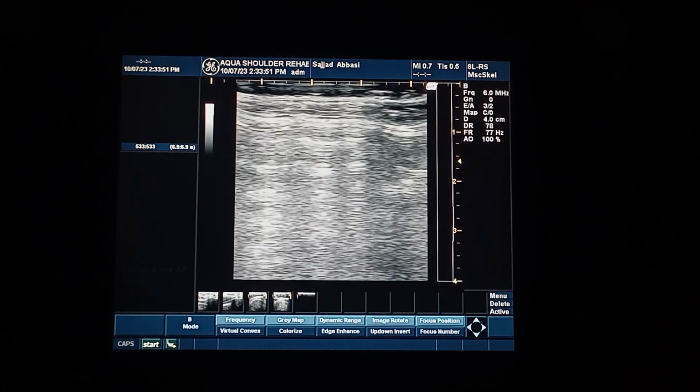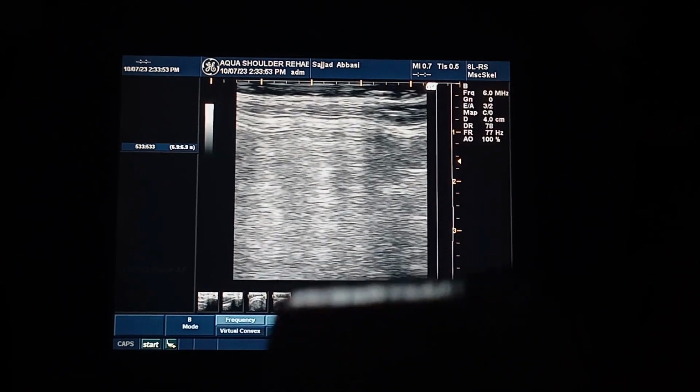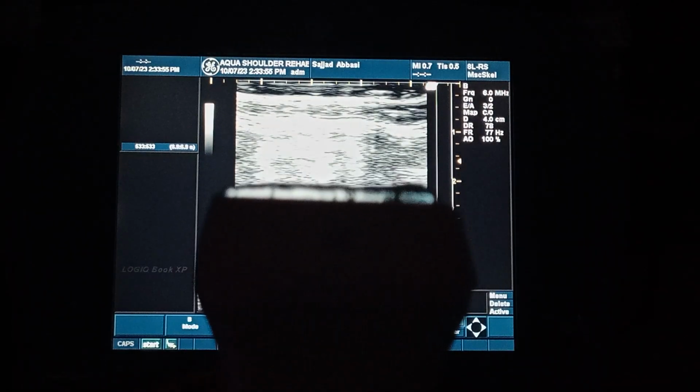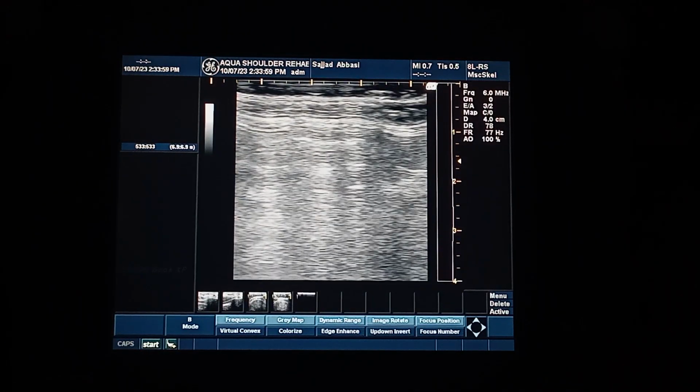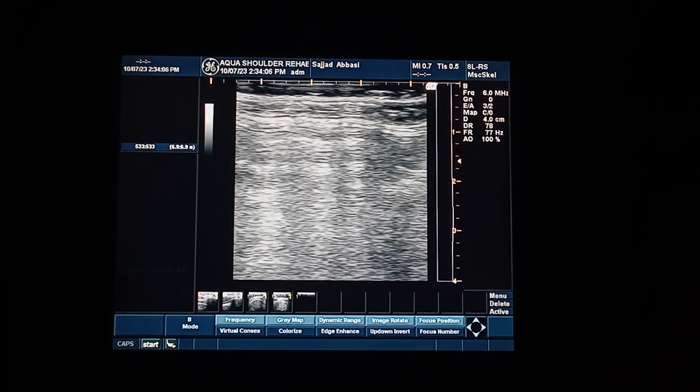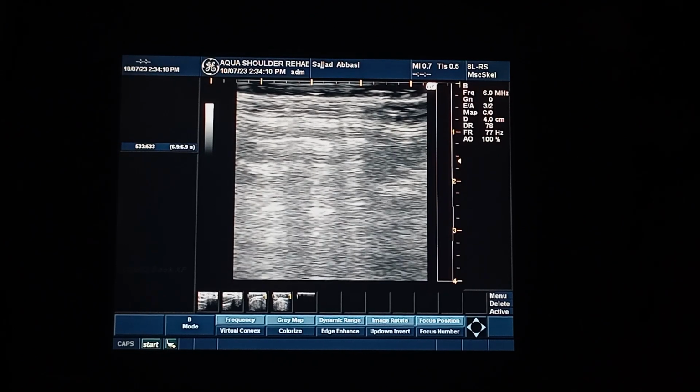As soon as I applied the gel, you can see the screen. Here you can see the gel has been applied, and now you can see the lines all over. So I'll place the probe marker to the right side, and my probe on the anterior part of my belly.